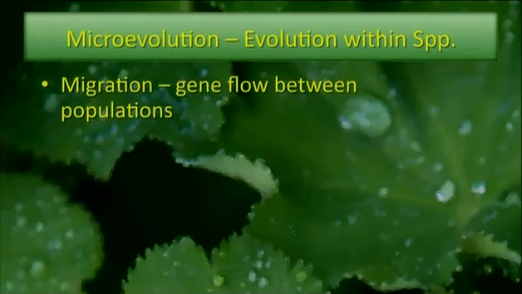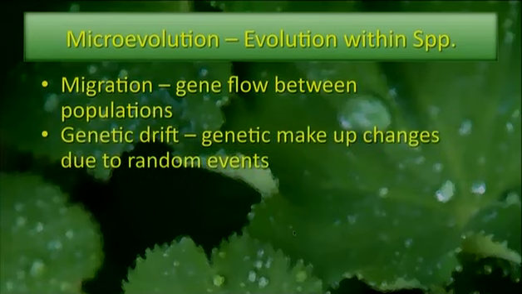Now we also have another impact on evolution within species, which is migration. Migration is when you have gene flow between populations, when individuals move from one population to another, or exchange gametes, or move gametes from one population to another. Then we have the effect of something called genetic drift. Genetic drift is changes that happen to the genetic makeup of a population due to random events, and these come in 3 types.